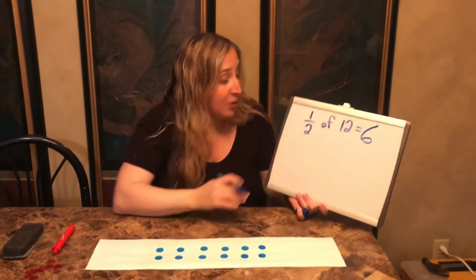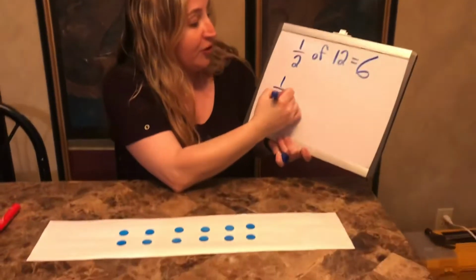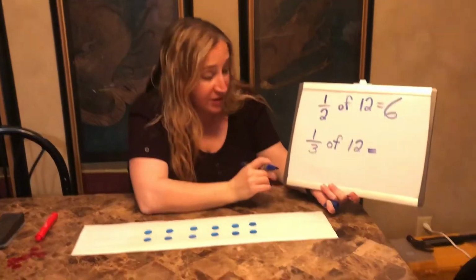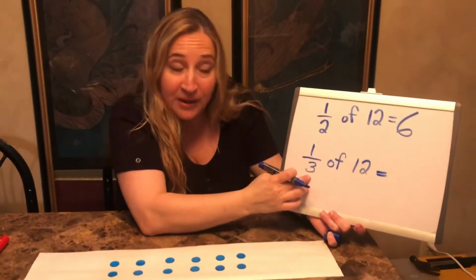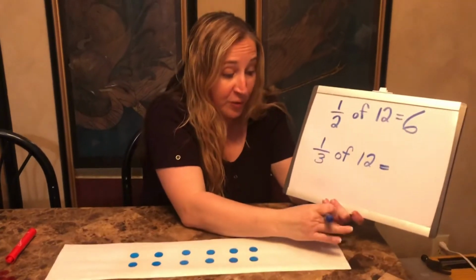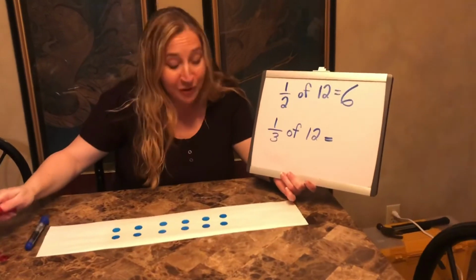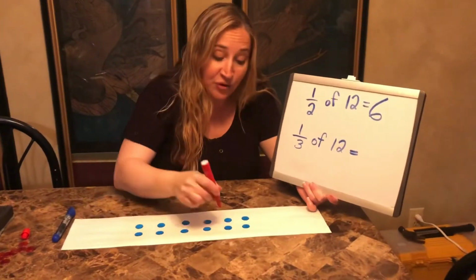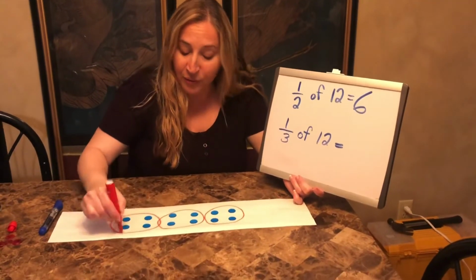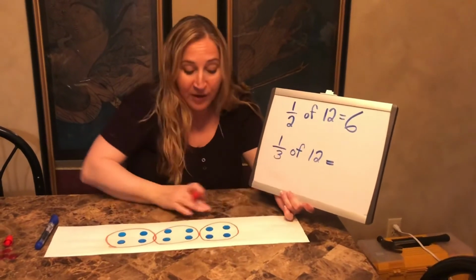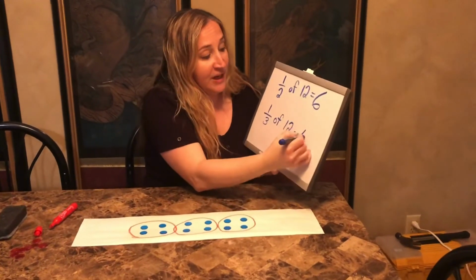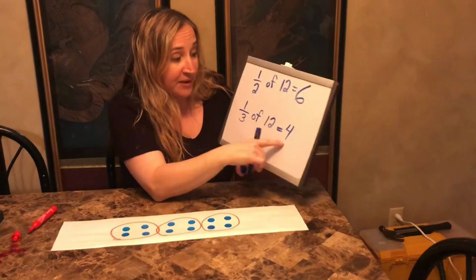But what if I said now, what is 1/3 of 12? So again, if we know our division, we can do 12 divided by 3. We want 3 groups. And if you know 12 divided by 3, you would already know the answer. But if you don't know, or you just want to make sure, you can use your counters and you can make those 3 groups. 1, 2, 3. So 1/3 of 12 is 4. Just like if you knew already, 12 divided by 3 is 4.